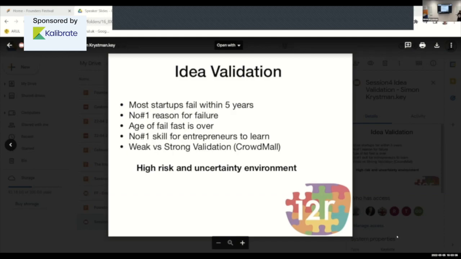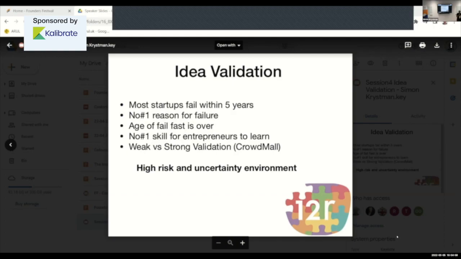So we understand that this is the reason for failure, and the important part of this is you don't want to fail fast. You really don't want to fail fast. You don't want to fail at all. Don't launch until you understand what your customers want. Don't build a product. This is all about don't doing. This is all about saying, why are we setting up a business if we don't know the customers want what we're selling?